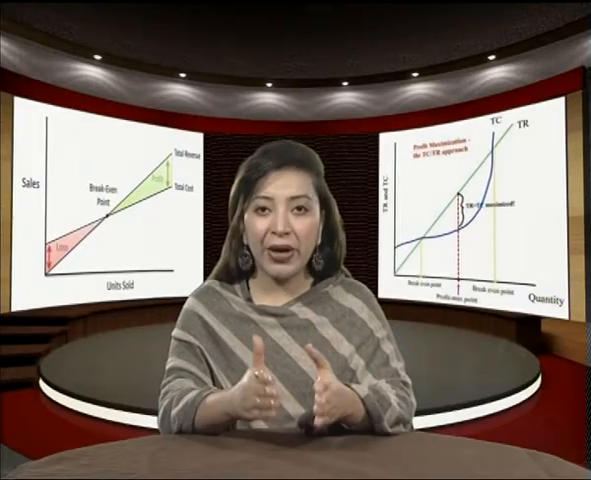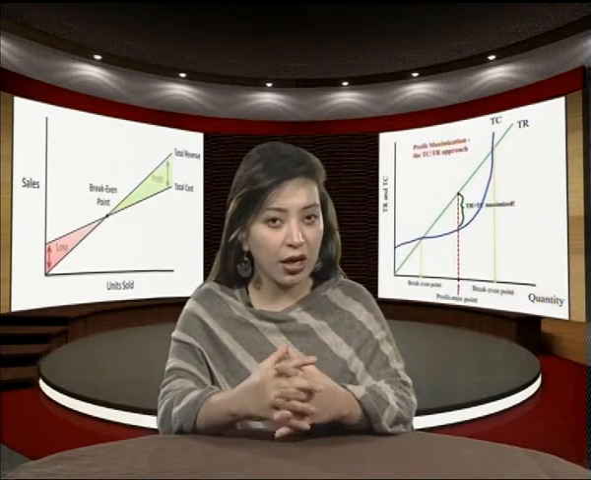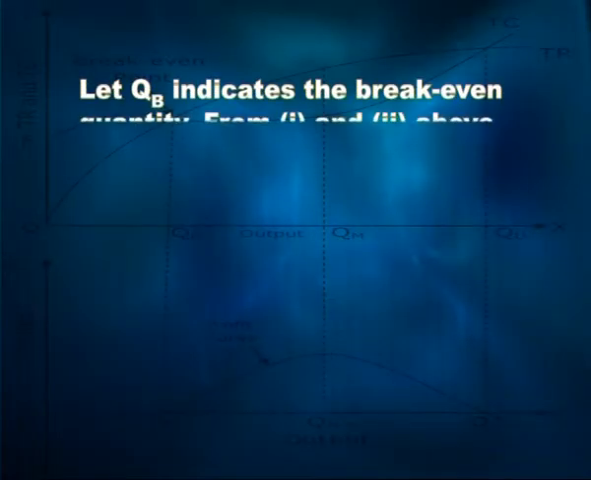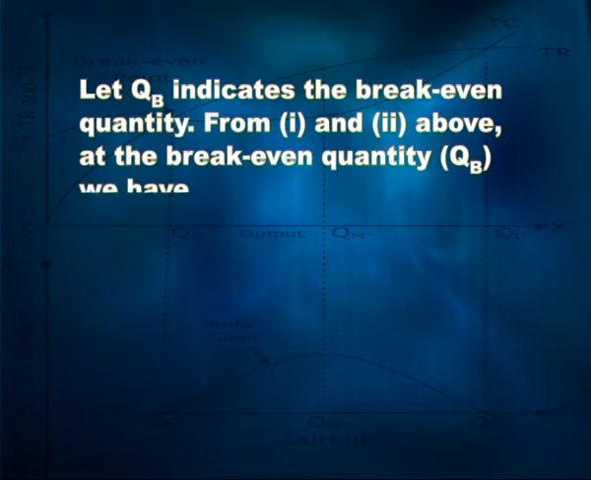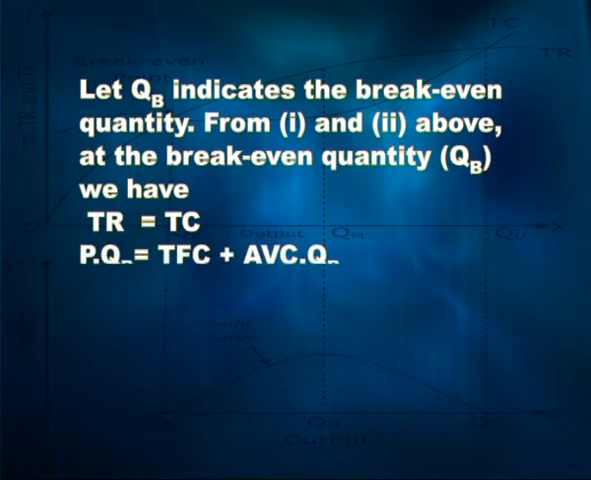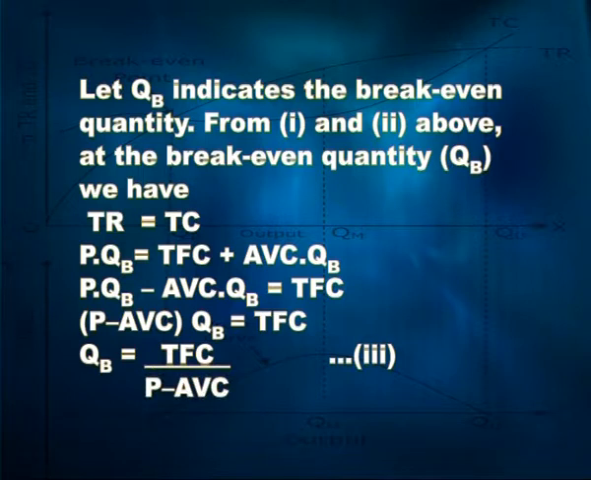As explained above, the break-even quantity of output produced and sold occurs at the level at which total revenue TR equals total cost TC. Let QB indicate the break-even quantity. From the first and the second equation above, at the break-even quantity QB, we have TR equals TC. That implies P times QB is equal to TFC plus AVC times QB. So P times QB minus AVC times QB equals TFC. So that implies that P minus AVC times QB equals TFC. So that implies QB is equal to TFC upon P minus AVC. So this is equation number 3.